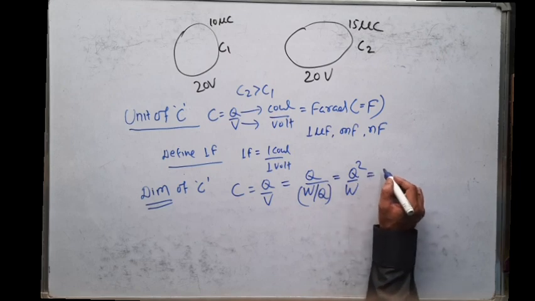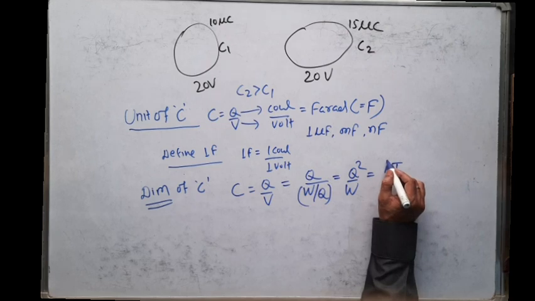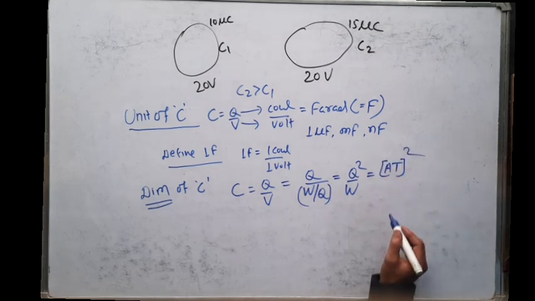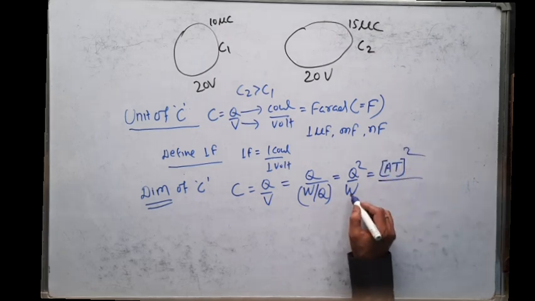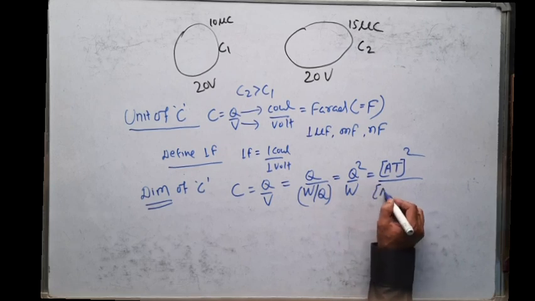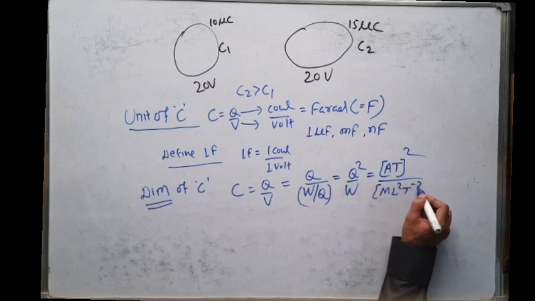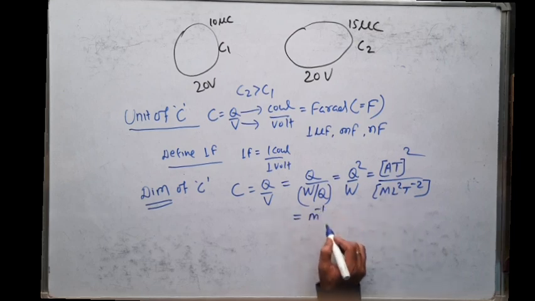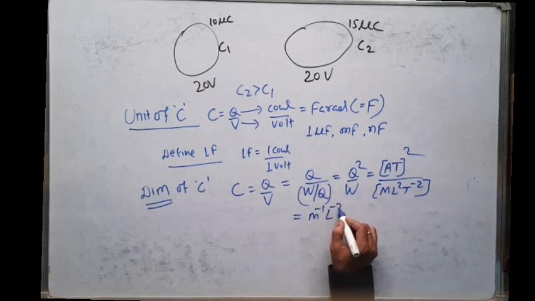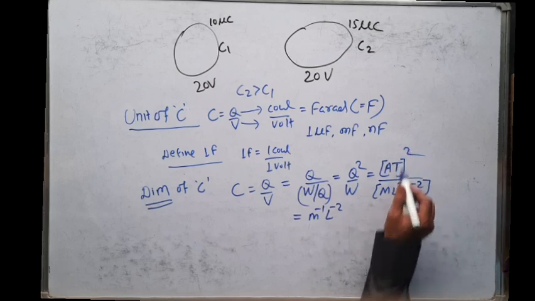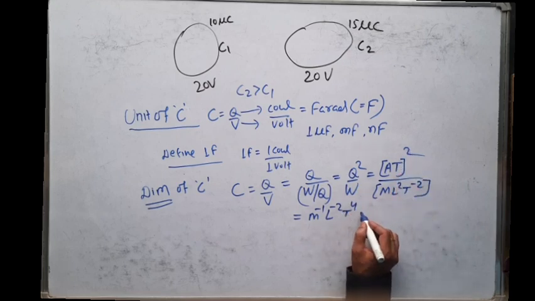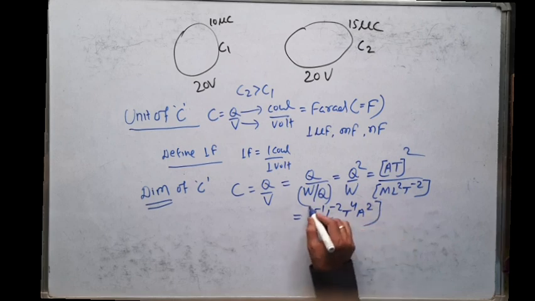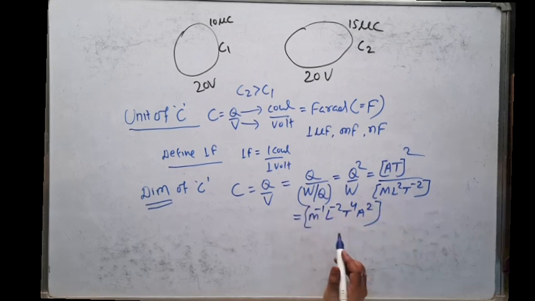What is Q? Q is equal to current into time, that is ampere into time is equal to charge. So Q square is equal to (AT) whole square divided by work done. What is work done? M L square T minus 2. So that is equal to M minus 1, L minus 2, T to the power 4, and A square. This is the dimensional formula of the capacitance.